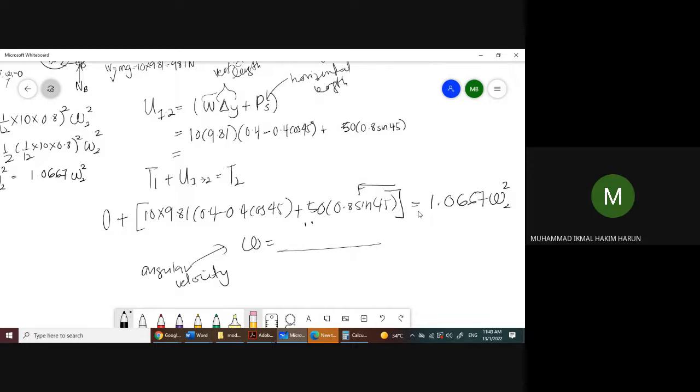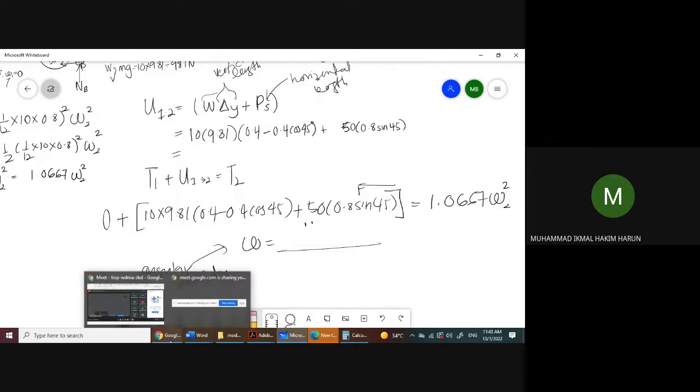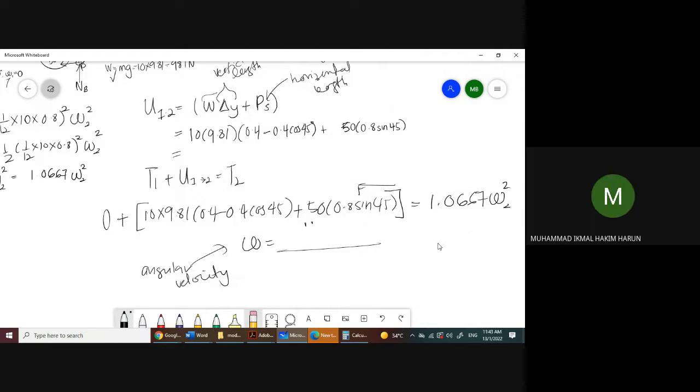Ada dekat checkbox, madam. Gitu ada dekat checkbox. Cakap je lah. 6.107. Ha? 6.107. Betul. Okay. 6.107. Boleh? Betul? Maksudnya 6.1 lah. Okay, betul? Unit dia radian per second, eh? Jangan lupa. So, that is the answer, eh?